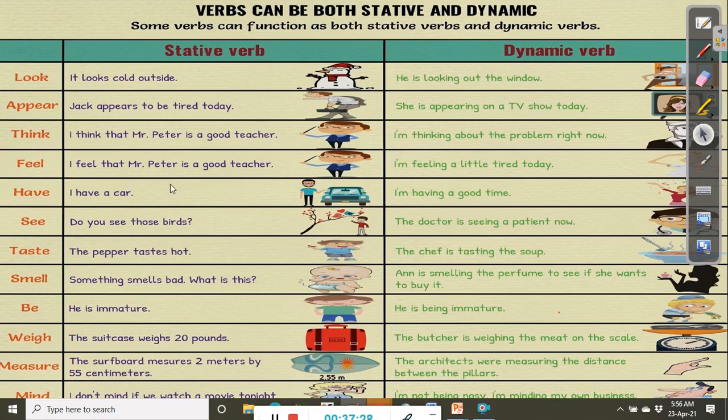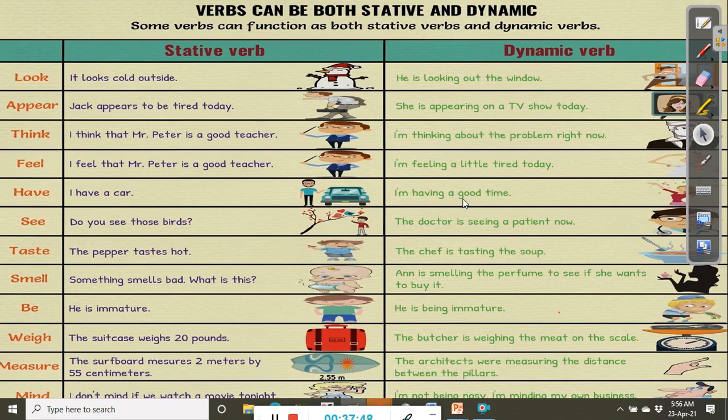And we should also take note that when we use a stative verb as a dynamic verb, we have to ensure that the verb is being used appropriately to express an action.